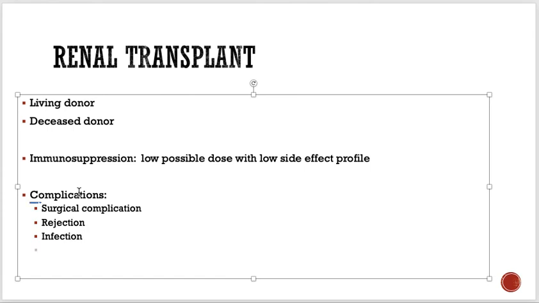Now we put the patients on immunosuppressive drugs, so there is a risk of malignancies. Remember, when we suppress the immunity, immunity is what protects us against malignancies as well. There is also an increased chance of heart disease in renal transplant patients.